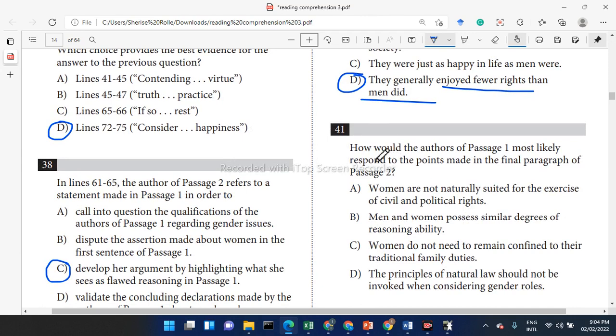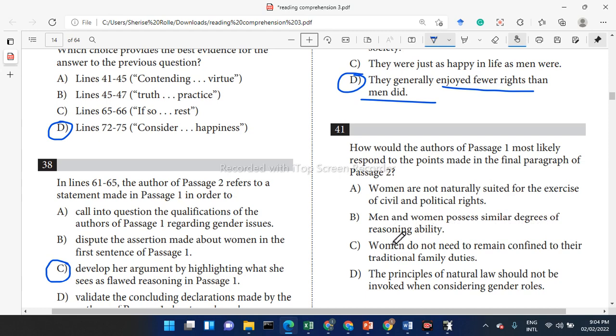Okay. How would the authors of passage one most likely respond to the points made in the final paragraph of passage two? This is nice. This is you trying to predict what the man would say if he had the opportunity to respond again to passage two. What do you say? Women are naturally not suited for the exercise of civil and political rights. Right? A. What do you say? A. Men and women possess similar degrees of reasoning ability.